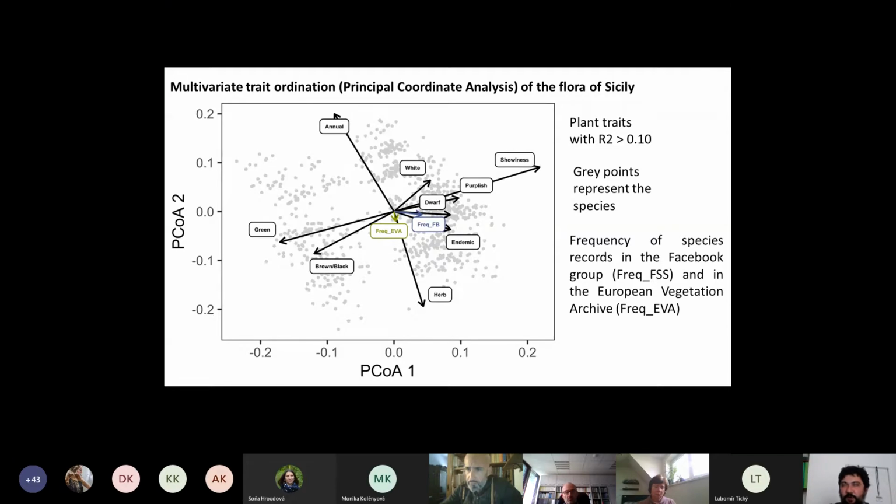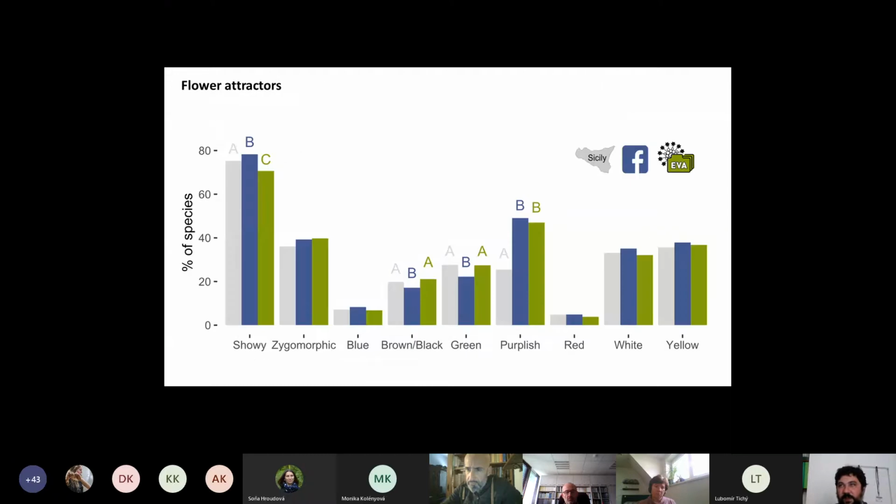But if we look in depth at the attractors, we saw that in this case, for example the flower attractor, there is a very big difference between the percentage of species recorded in Facebook and in EVA, compared to our background, that is the flora of Sicily. So in this case, as expected, in Facebook the showy species are more represented than in EVA. The colors more represented in the EVA dataset are brown, black, and green, because of course of Poaceae and Fagaceae.